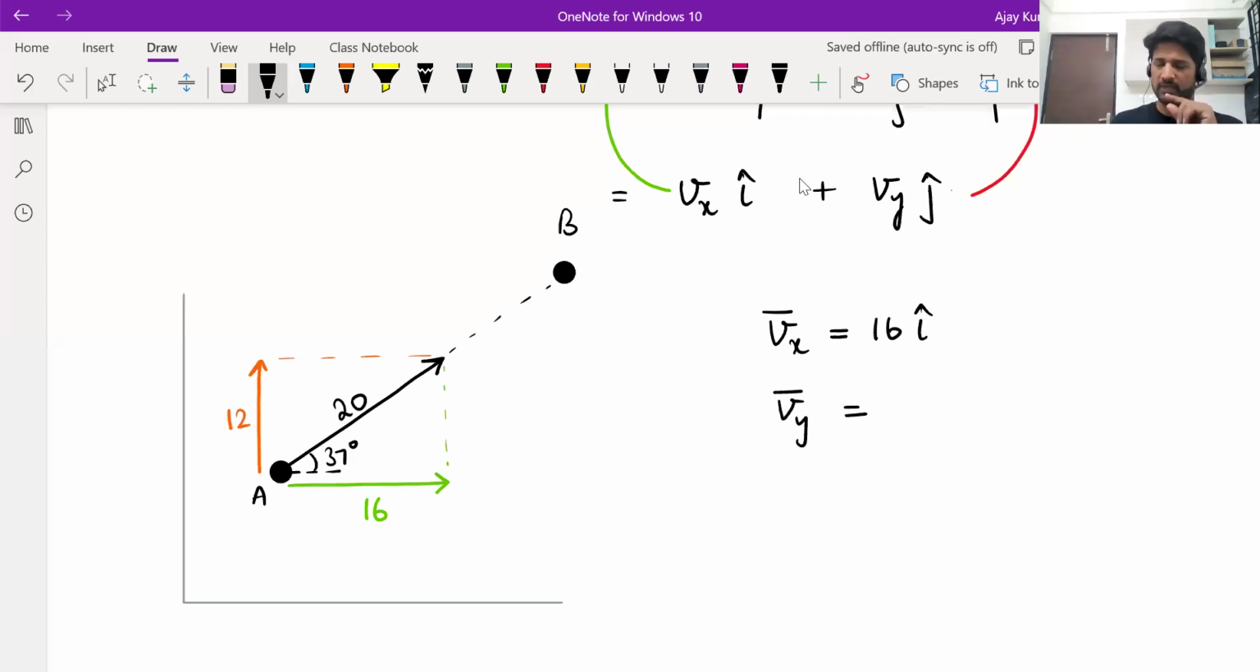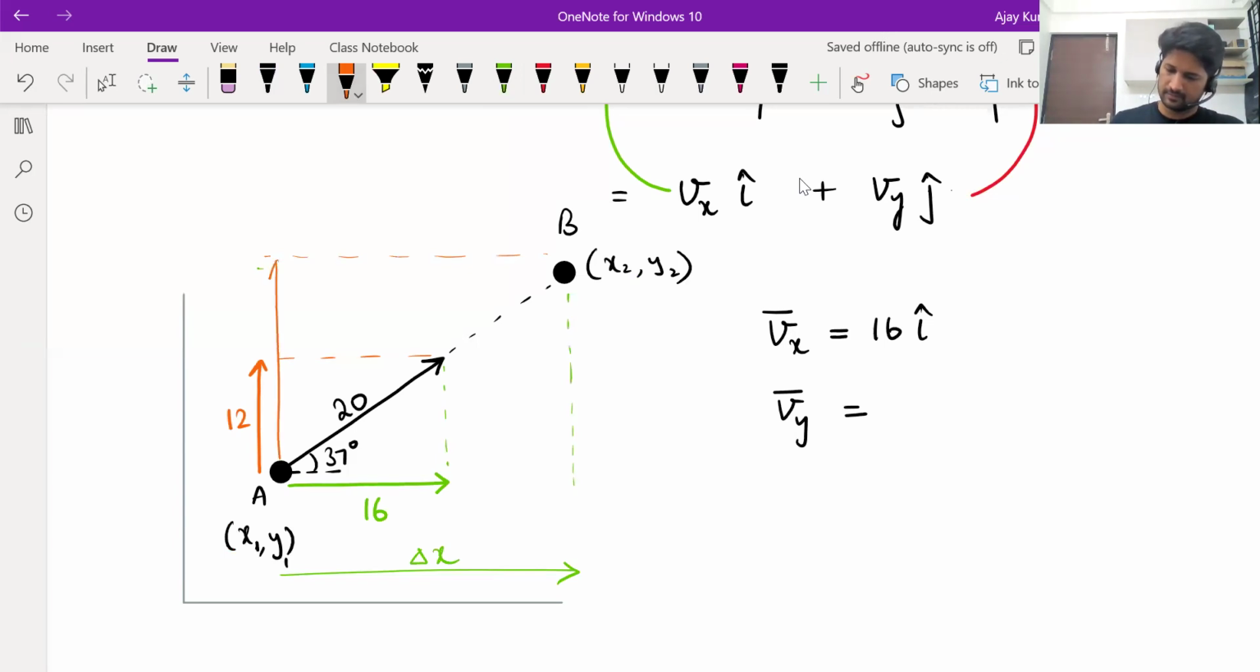But when the object goes from A to B, okay, let's say its coordinates here are x comma y or x1, y1. And at B, the coordinates are x2, y2. Okay. So there is a change in x coordinate. There is also a change in y coordinate, right? The change in x coordinate is this much. This is the change in its x coordinate. And the change in y coordinate is this much. Delta y. Okay. And this delta x will be 16 units. If the total displacement is 20, then the x component of displacement will be 16 units per second.